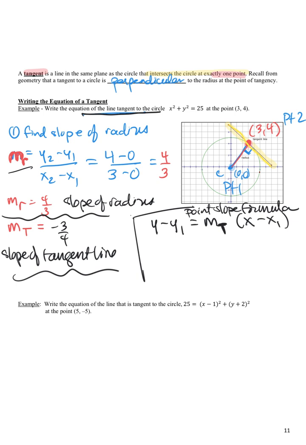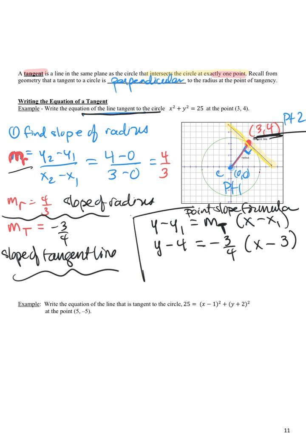So I'm going to use the point 3, 4, because I don't want to use 0, 0. So I'm going to have y minus 4 equals the slope of the tangent line, which you said was negative 3/4, times x minus 3. Do we see why we're using the point 3, 4 instead of 0, 0? Why? Because that's just y equals. Yeah, but why am I choosing to use this point instead of 0, 0?